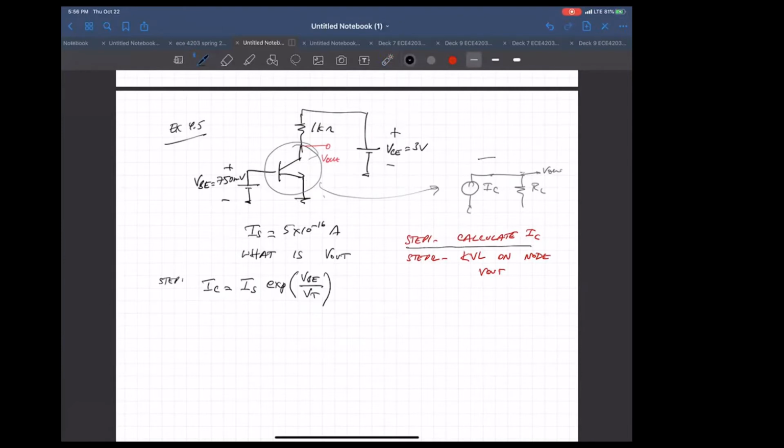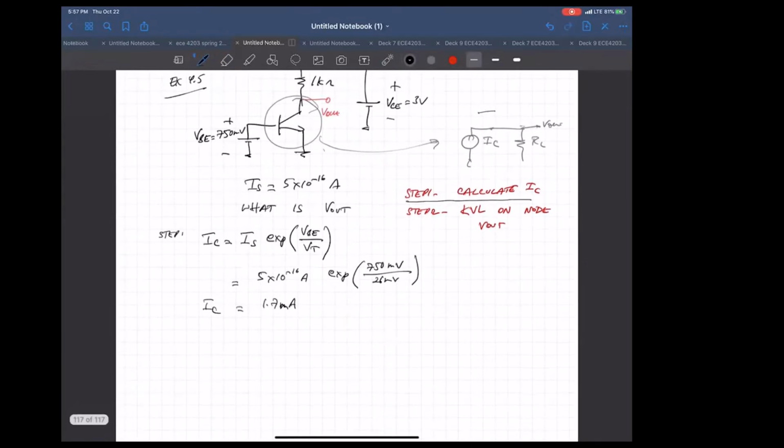So step 1, calculating it. We just plug in 5 times 10 to the minus 16 amps times the exponential of 750 millivolts over 26 millivolts, and we get something like 1.7 milliamps. That's I sub C.